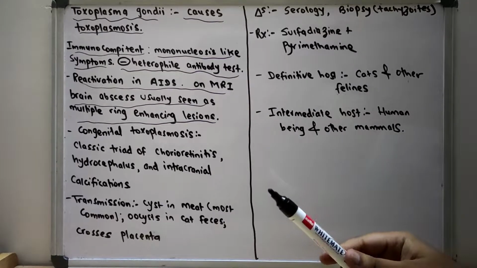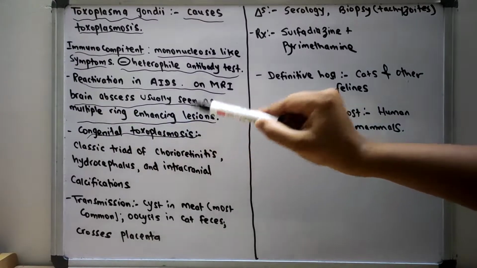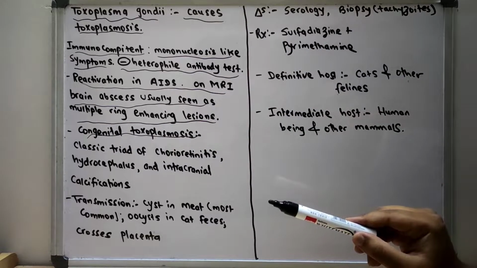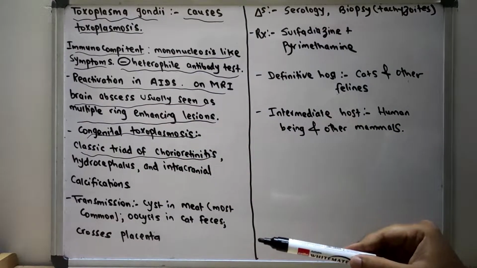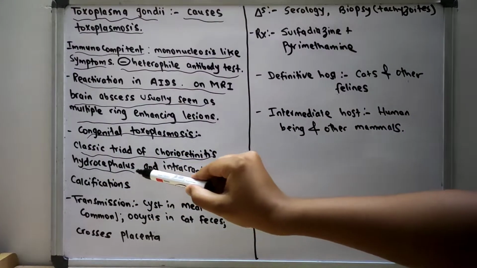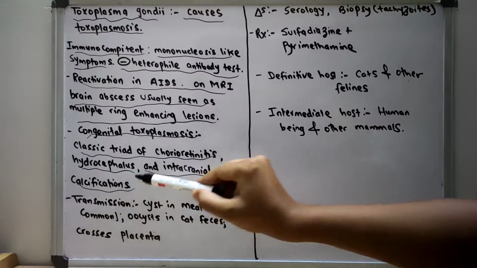So now let us talk about congenital toxoplasmosis. Congenital toxoplasmosis consists of the classical triad of chorioretinitis, hydrocephalus and intracranial calcifications.